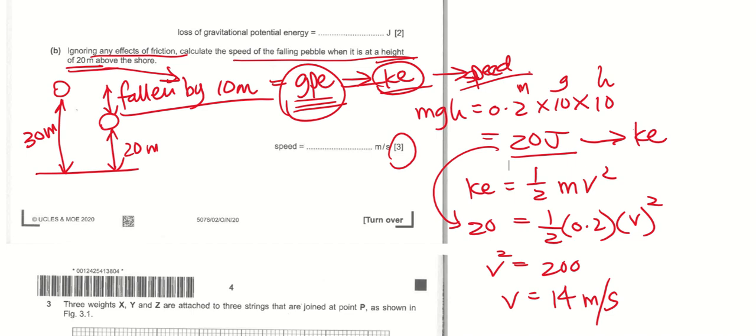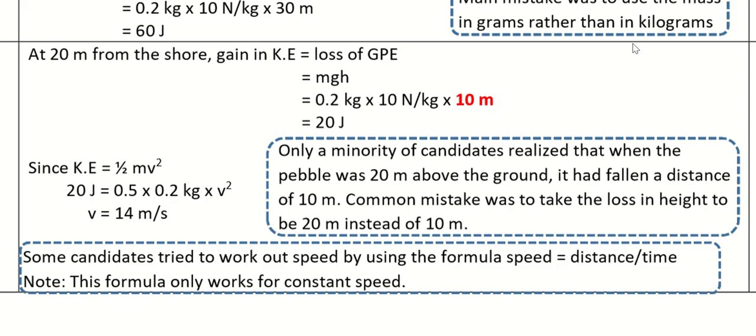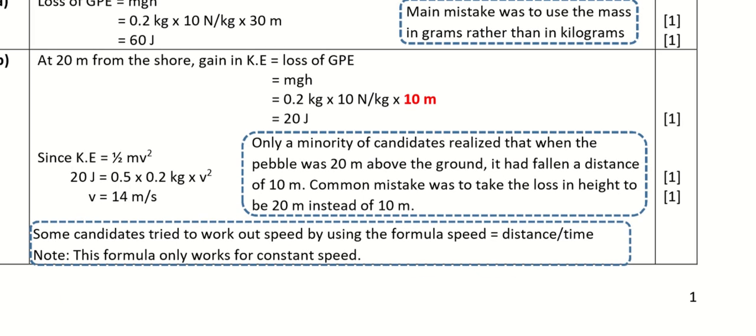I will get 20 joules. So 20 joules is given to the KE. So I substitute in KE as 20 joules and equals to half mv squared. Then I'll get this answer of 14. Let's see the remarks. Any remarks?